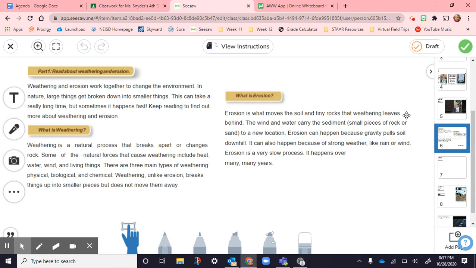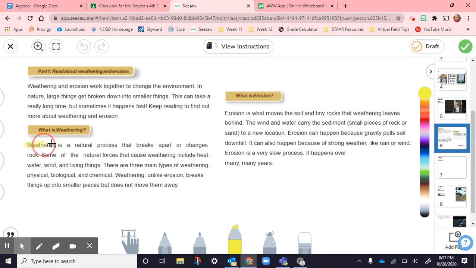So it says weathering and erosion work together to change the environment. In nature, large things get broken down into smaller things. It can take a really long time, but sometimes it happens fast. Keep reading to find out more about weathering and erosion. So weathering is a natural process that breaks apart or changes rock. Again, when you hear the word break, I want you to associate that with weathering. So if you are talking about anything that is breaking, you need to associate that with weathering.